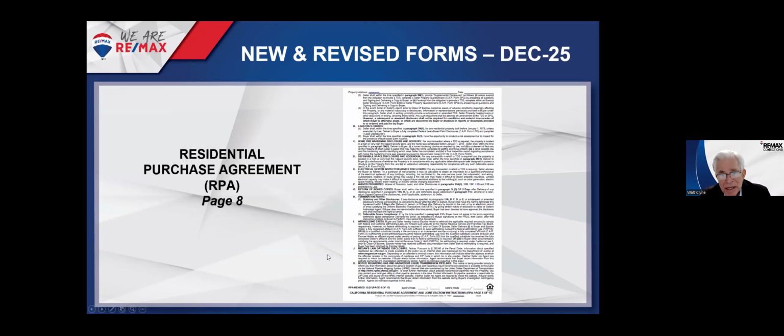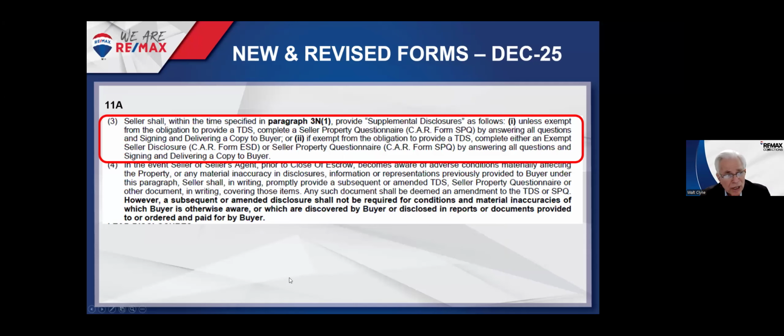All right, now page 8 of the RPA has two changes. The first one is paragraph 11A. What 11A memorializes, and I'm going to talk about it a couple of times, is that it allows for an SPQ to be used in lieu of an ESD. So if it's 1 to 4 residential units and a TDS is required, the contract states that an SPQ will also be included. An SPQ contains questions, some of which are statutory, which means they have to be answered, and the buyer has 5 days after receipt of those answers to cancel, regardless of whether or not they've removed contingencies. So that's sort of part of the TDS, the SPQ.